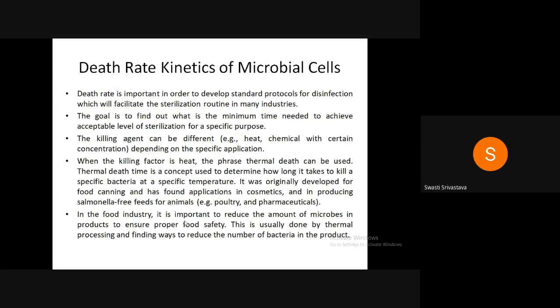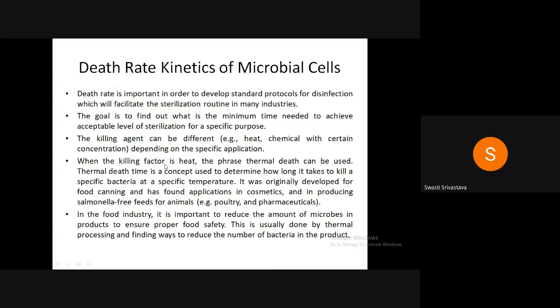Now, in how much time the microbe will be killed, in how much time the industrial person will be able to eradicate the contamination, that time will be given by the death rate kinetics. The information will be an interpretation, an outcome from the study of death rate kinetics. The killing agents can be different, maybe heat or chemical, with certain concentrations depending upon the specific application where we need to use the process.